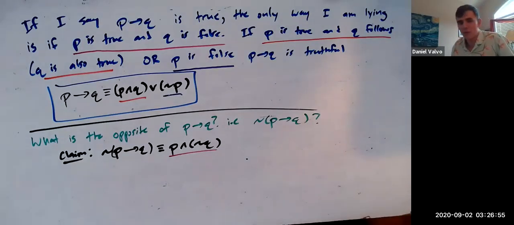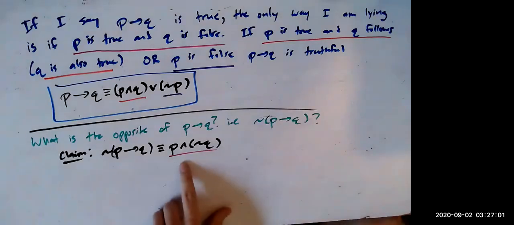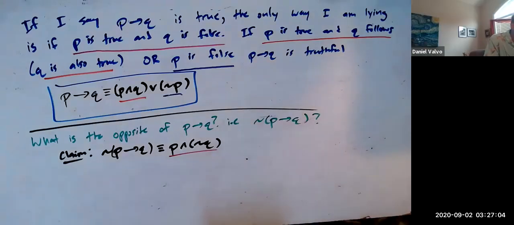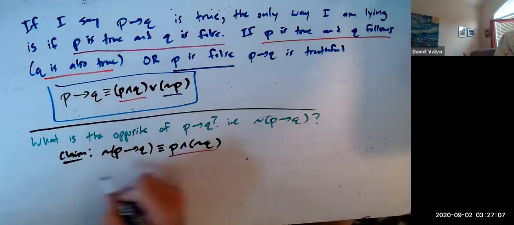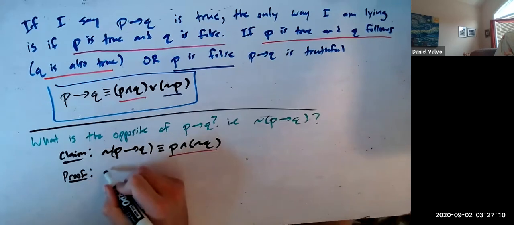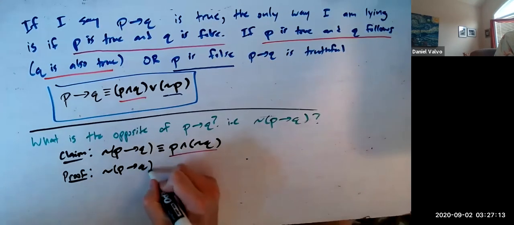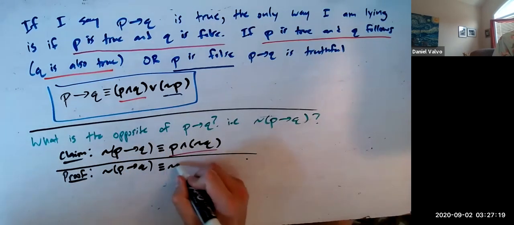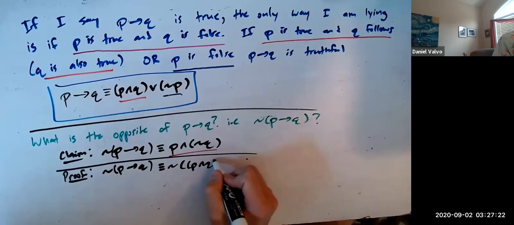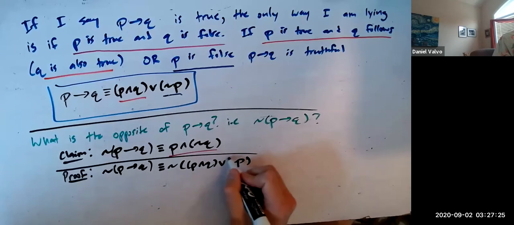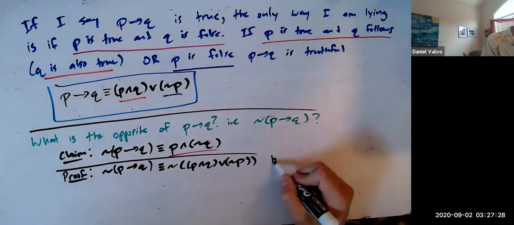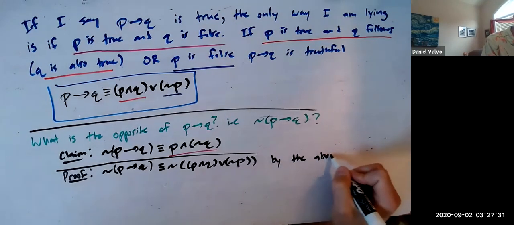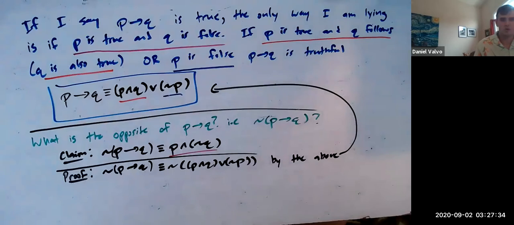I'm going to go a little off the wall here, right? I want to be unpredictable, and I'm actually going to prove this using our laws, like De Morgan. I'll say proof. So this is the claim, and now we're doing the proof. Not (P implies Q). That's the same thing as not (not P or Q), by the above, which you prove with a truth table. And you can just use that as a fact.